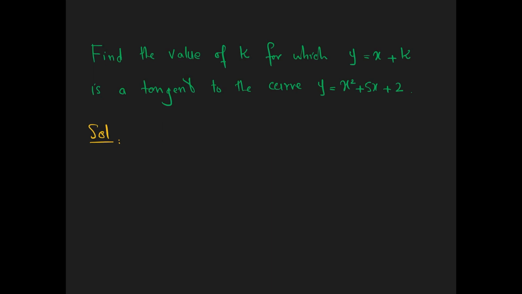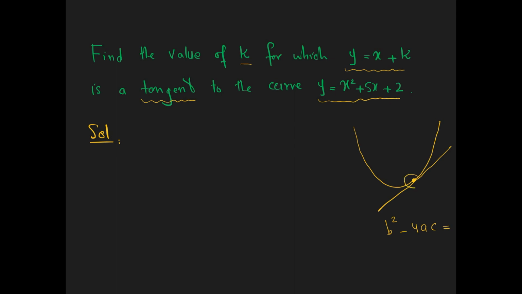Let's have a look into an example. Find the value of k for which y is equal to x plus k is a tangent to the curve y is equal to x square plus 5x plus 2. This is our quadratic function, and this is the equation of the line, and this line is tangent to the curve. It means that this line touches the curve at a single point. And using this information, we know that when the line is tangent to the curve, the discriminant b square minus 4ac is equal to 0.